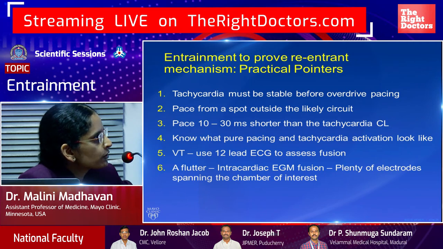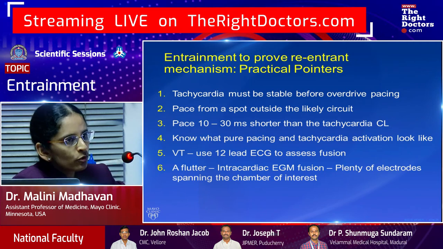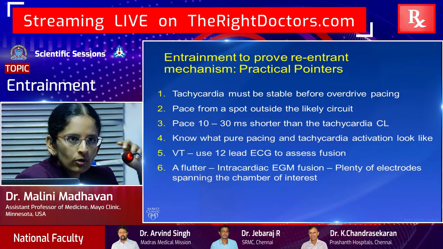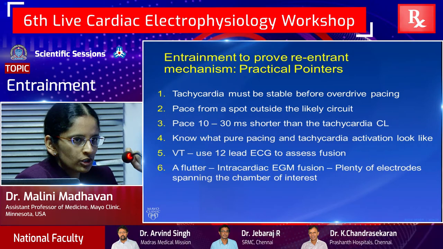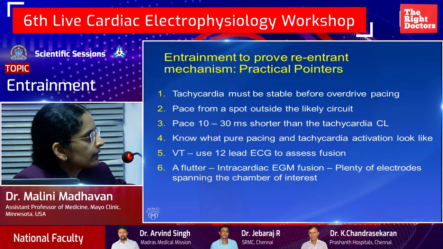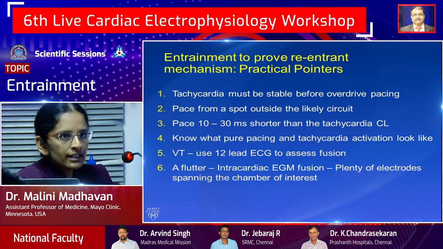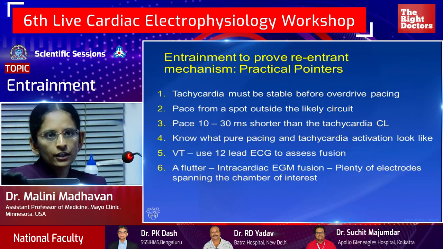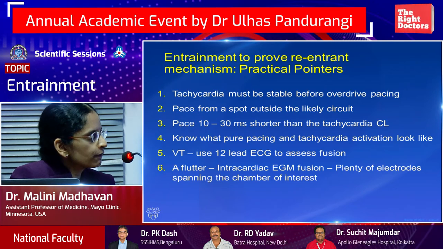And before you start pacing during tachycardia, you want to know what pure pacing would look like, or at least have some mental idea of, oh, I'm pacing from the RV apex, this is what it's going to look like. And then for VT, use the 12-lead ECG for assessing fusion. And for atrial flutter, you really want to have plenty of electrodes within the heart to know what that fusion would look like.